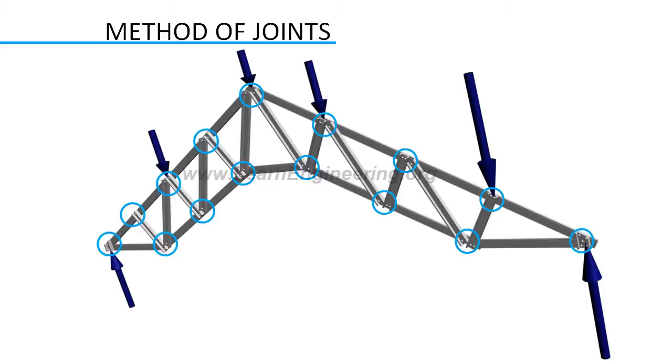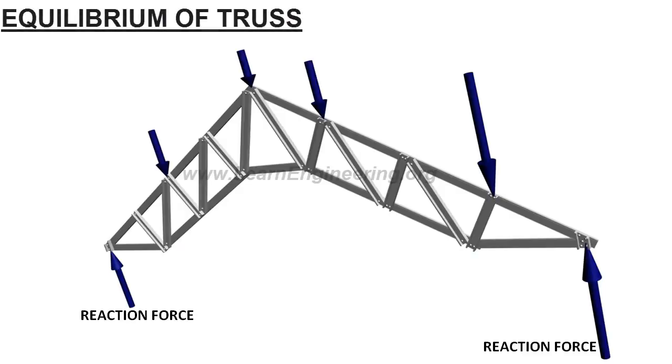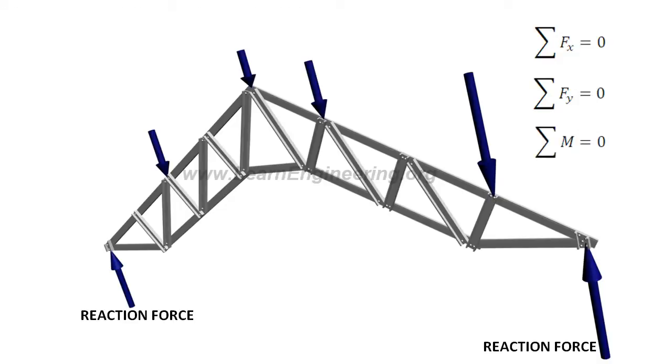First step, determination of reaction forces. For this purpose, we can use three equilibrium equations of the truss. That is, sum of horizontal forces is 0, sum of vertical forces is 0, and moment acting at any point in the truss is 0. After determining the reaction forces, the next step is to apply the concept of equilibrium of joints.